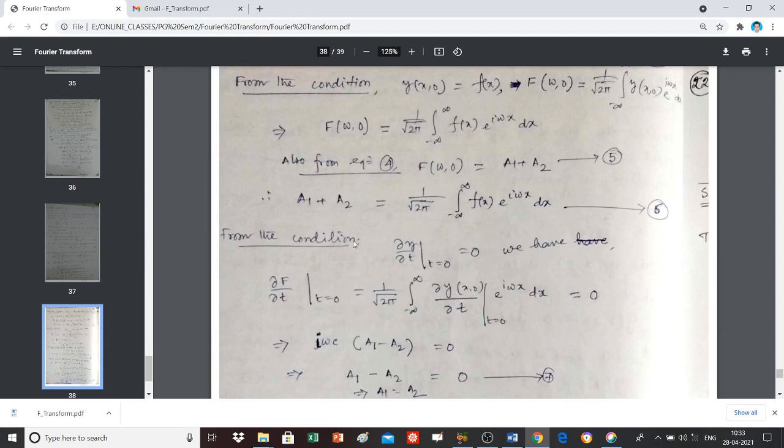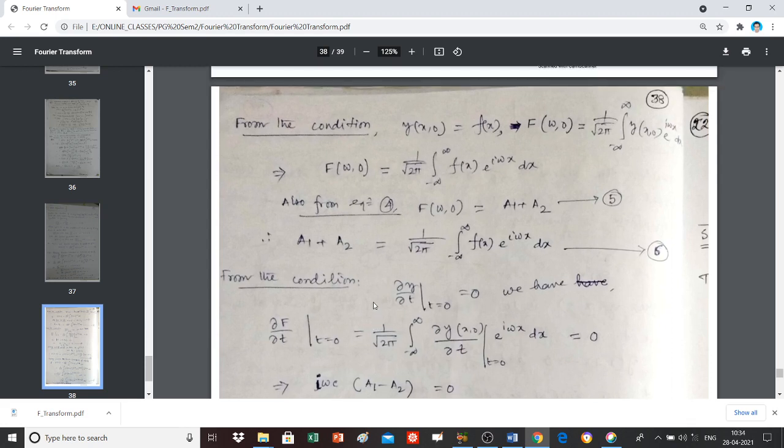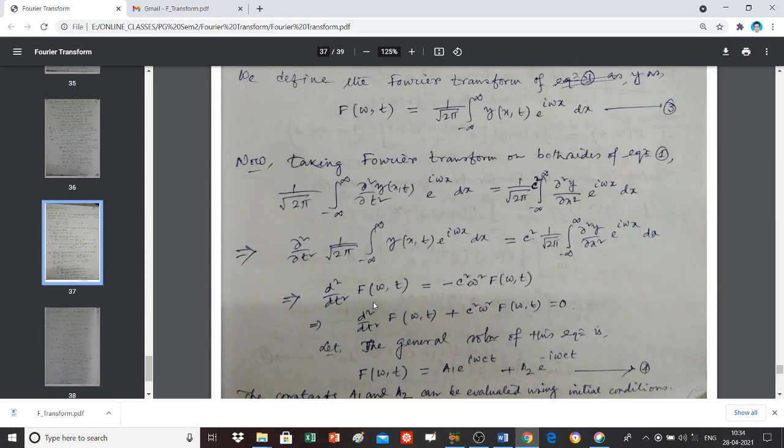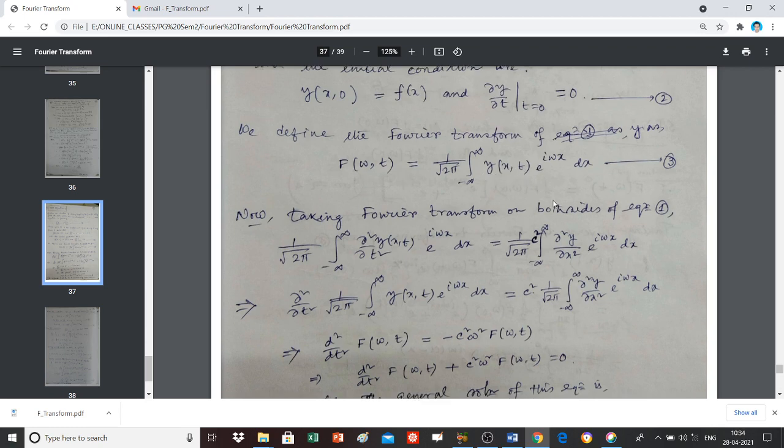Now from the condition del y by del t at t equal to 0 is equal to 0, in this case y becomes exclusively a function of x. Therefore del y del t at t equal to 0 should vanish, that is 0. Then also from the equation written here, del F by del t is 1 by root 2 pi integral from minus infinity to plus infinity of del y(x, 0) by del t at t equal to 0 times e to the i omega x dx. That is also written here.